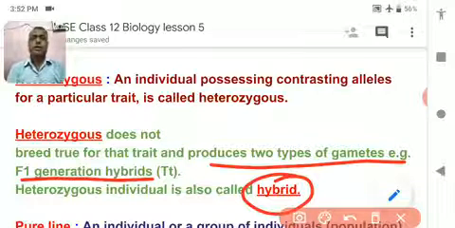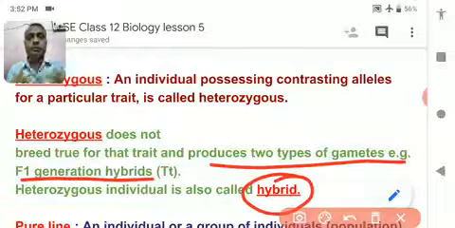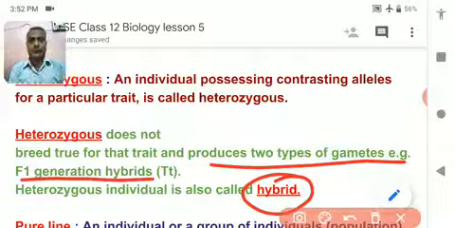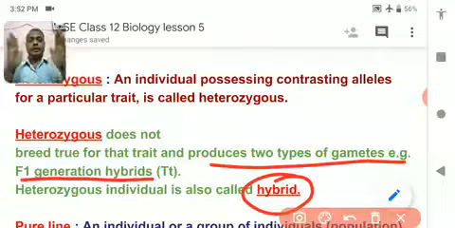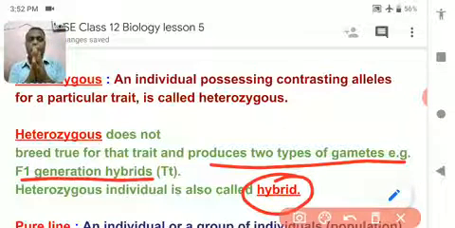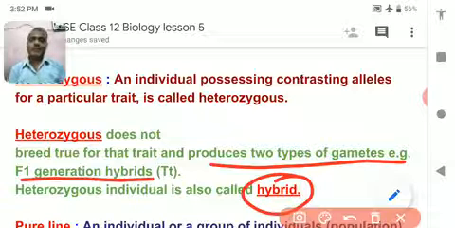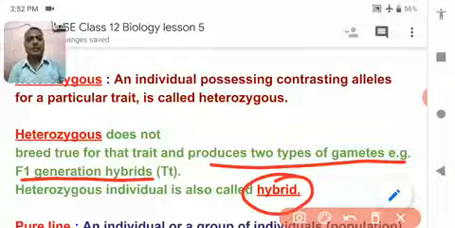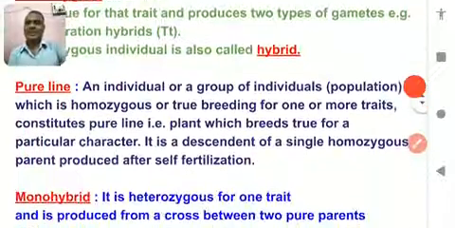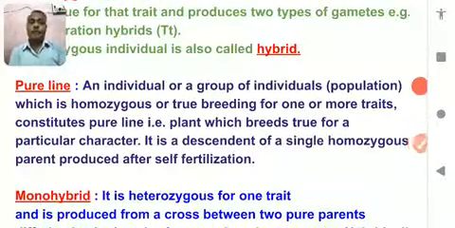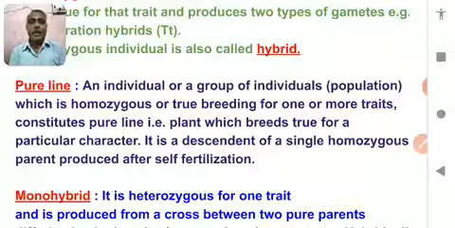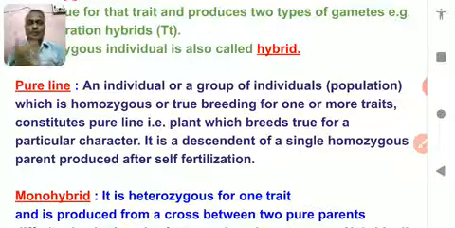All the offspring that are produced during crossing of two pure lines in the F1 generation are heterozygous. Understood? Next, what is a pure line? Again the same thing. If both of them are either capital T or capital T, meaning homozygous, then they are called pure line, and if they are heterozygous, then they are called hybrid. So a hybrid is just the opposite of a pure line.